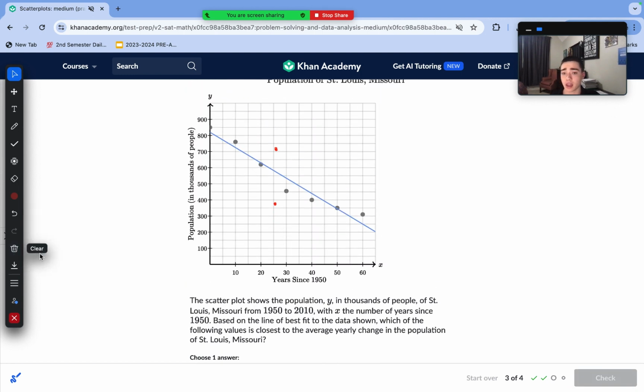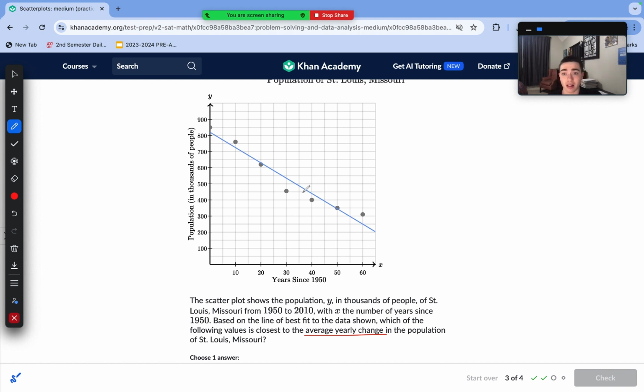This scatterplot shows a population y, in thousands of people, of St. Louis, Missouri, with x as the number of years since 1950. Based on the line of best fit, which of the following is closest to the average yearly change in the population of St. Louis, Missouri? Here, they give us the line of best fit, and they're asking for the slope.